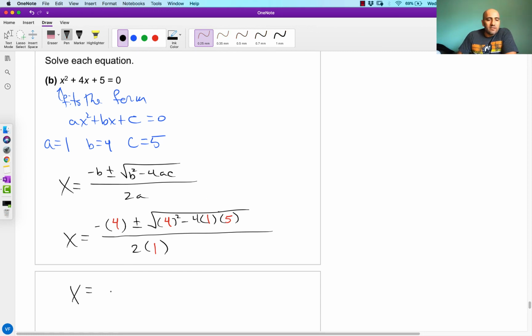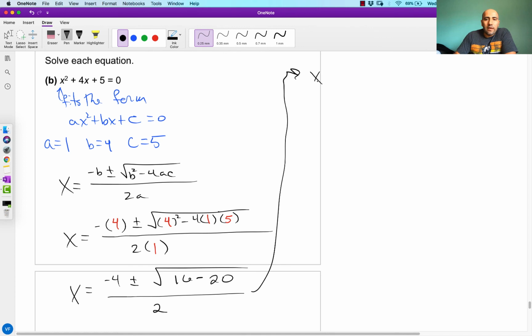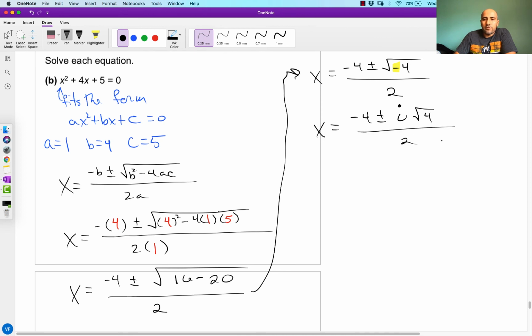So this becomes x equals negative 4 plus or minus the square root of 16 minus 20 all over 2. So x equals negative 4 plus or minus the square root of negative 4 all over 2. So now I want to deal with this minus in here. We have a negative inside a square root, so let's deal with it by pulling it out as an imaginary. So negative 4 plus or minus i root 4 all over 2.